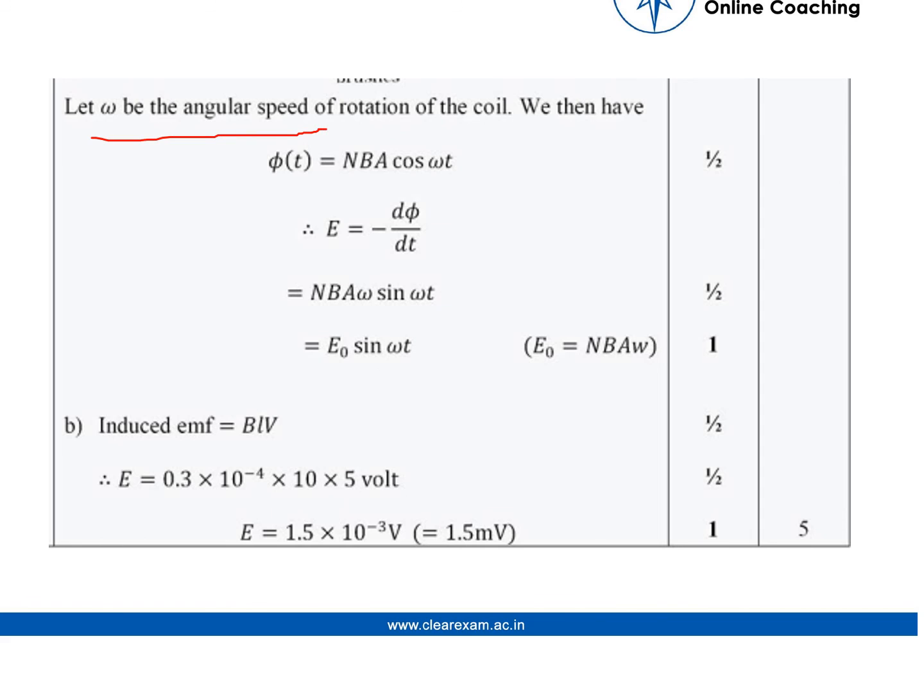Let omega be the angular speed of rotation of the coil. Then we have flux phi equals NBA cos omega t, since E equals minus d phi over dt. So this equals NBA omega sine omega t, and this equals E naught sine omega t, where E naught is NBA omega.